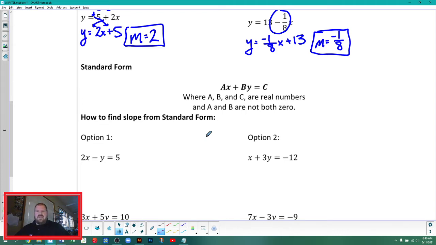I just have to identify it. And in standard form, it's not as easy. They don't give me hardly anything. They just give me that x and y are on the same side, they equal a number, they're being added or subtracted, that kind of thing, and that there are numbers attached to them. And I really think of two methods to do this. Number one is turn it into slope-intercept form.